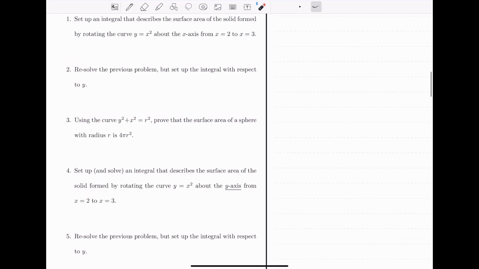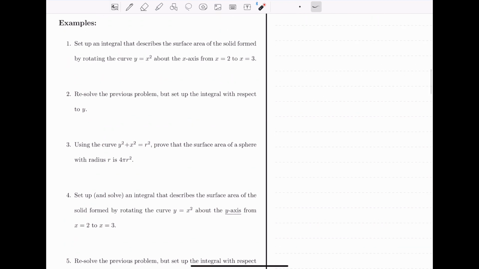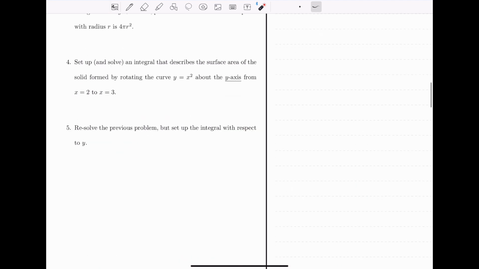Now, this should look familiar. This looks sort of like problem 1. In problem 1, we had the same portion of curve, y equals x squared from x equals 2 to x equals 3, but in problem 1, we rotated about the x-axis. Now we want to take the same portion of curve and rotate about the y-axis. We'll get a different shape, we'll get a different value for surface area. Let's give it a try.